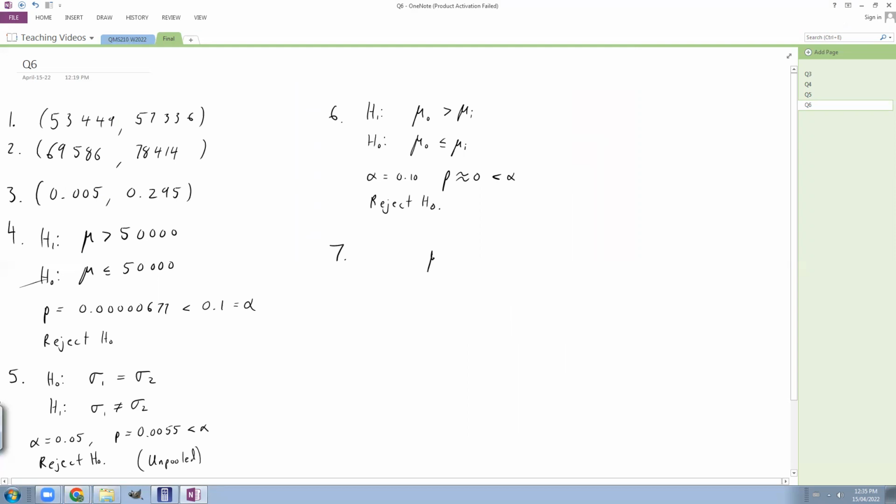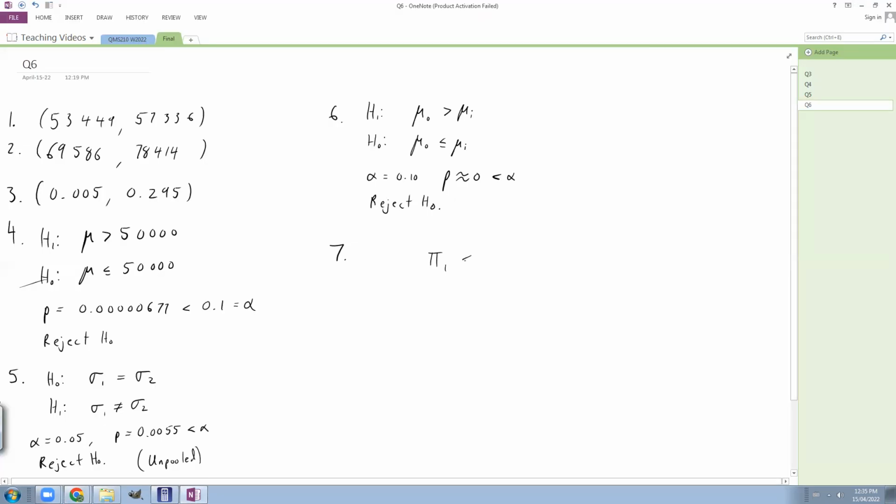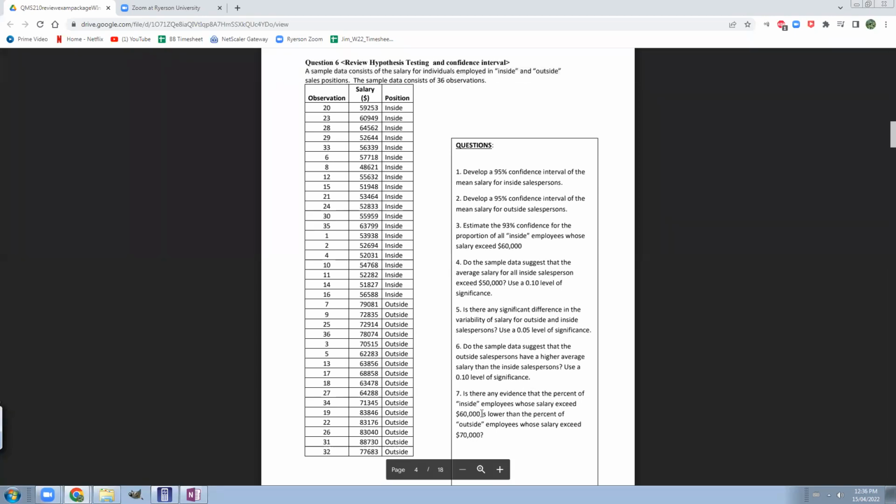Right, so we want to know, does the first proportion that they talk about, is that lower than the second proportion that they talk about? This is our alternative. And then our null hypothesis is that the first proportion is not lower than the second. Okay, so for the first proportion, in our sample, inside employees whose salary exceeds 60,000, we already counted that up when we were doing part 3 here, right? That was 3 out of 20.